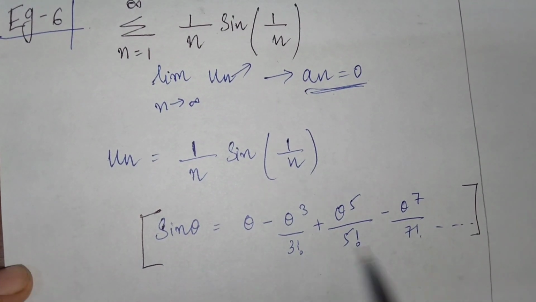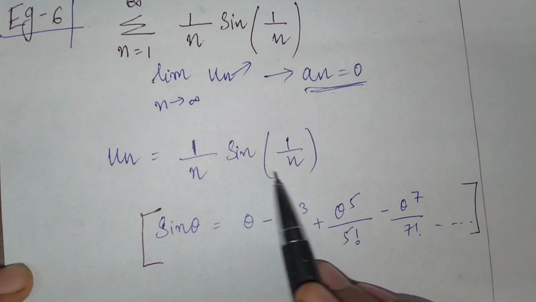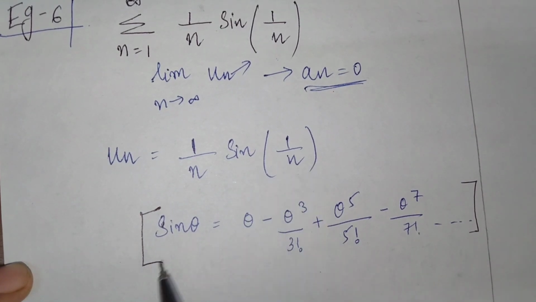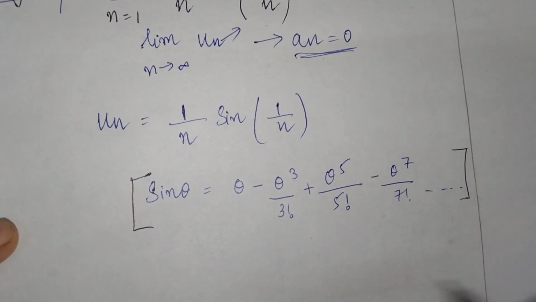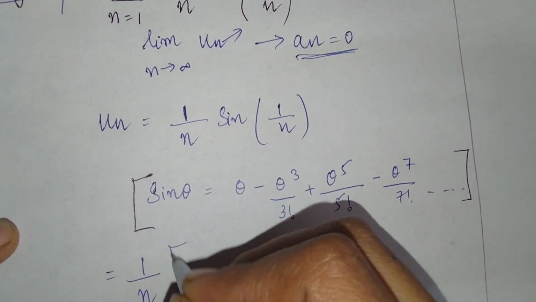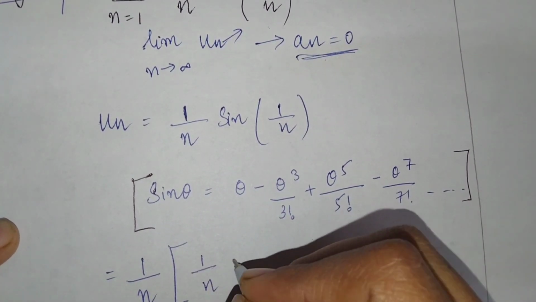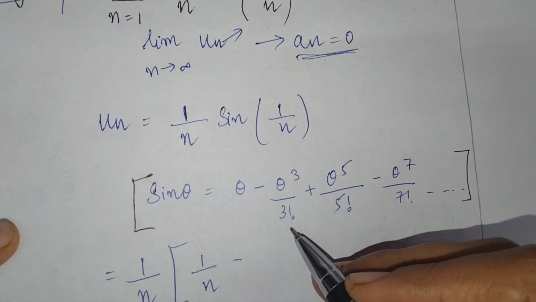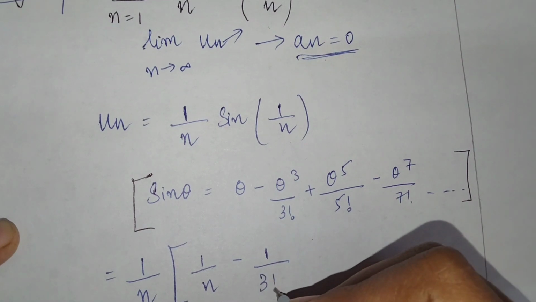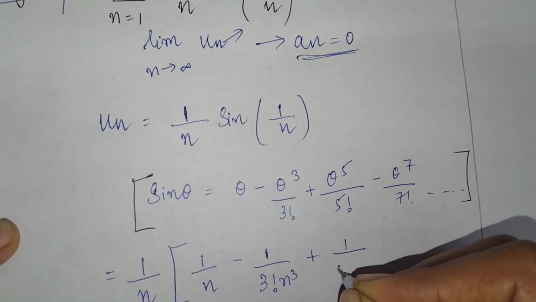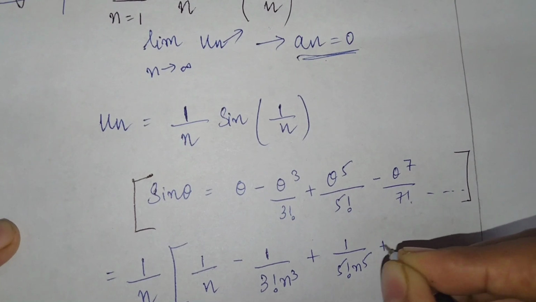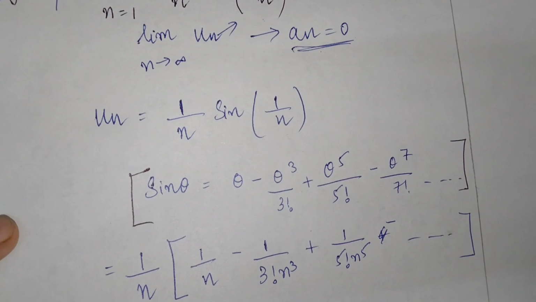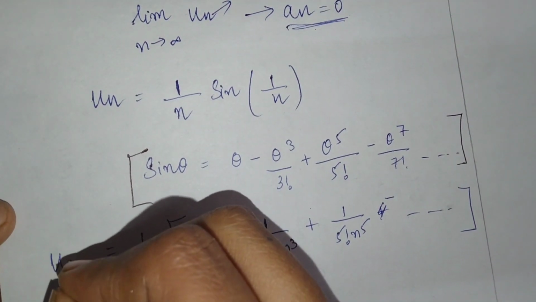So now if we put this value of sine theta, this is our theta. So instead of theta here it is 1 by n. So here we can put this value. So we will get 1 by n into 1 by n minus 1 by n whole cube upon 3 factorial. That is 1 by 3 factorial into n cube plus 1 by 5 factorial into n raised to 5 and so on. Okay? So this is our un.